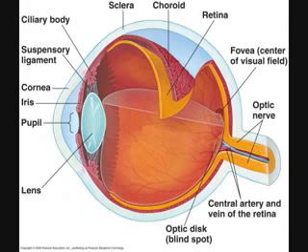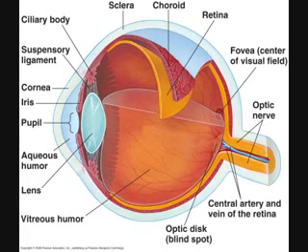Ciliary body. The suspensory ligaments that hold the lens in place attach to the ciliary body. In addition, the ciliary body functions to produce the aqueous humor. Aqueous humor. The aqueous humor is the clear, watery fluid that fills the anterior cavity, just in front of the lens. The aqueous humor, which circulates through the anterior cavity, provides fluid pressure that helps maintain the eye's shape.